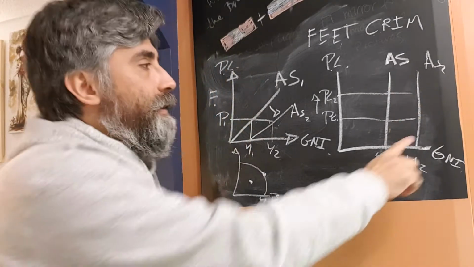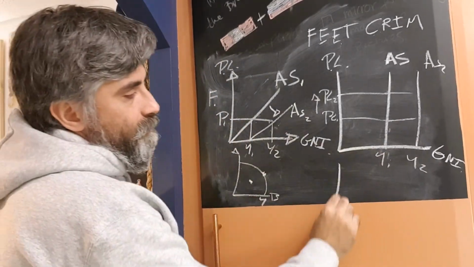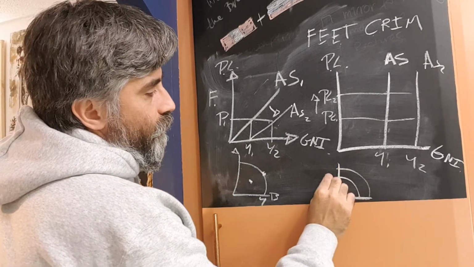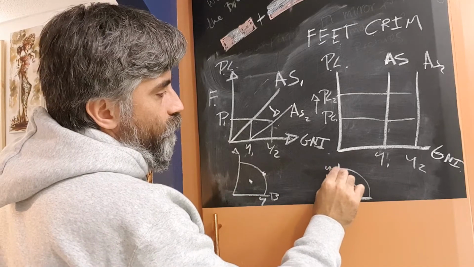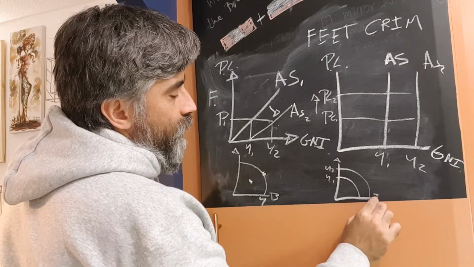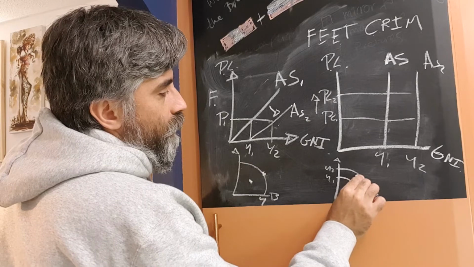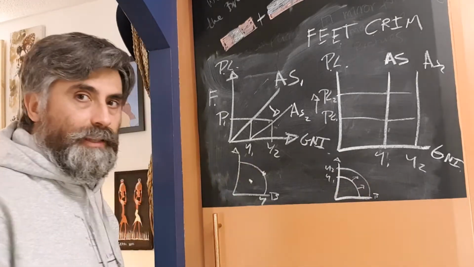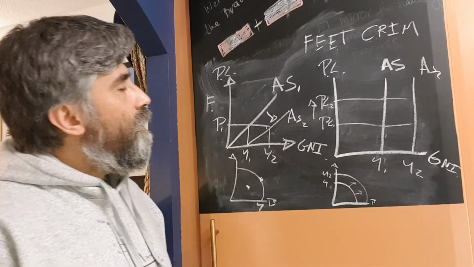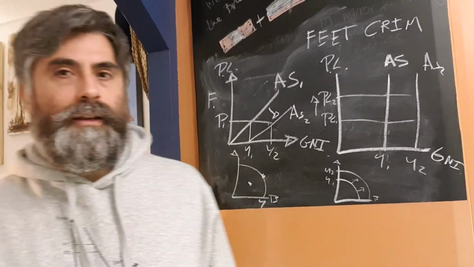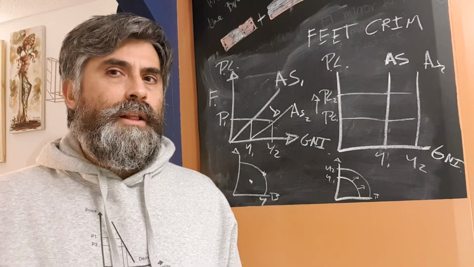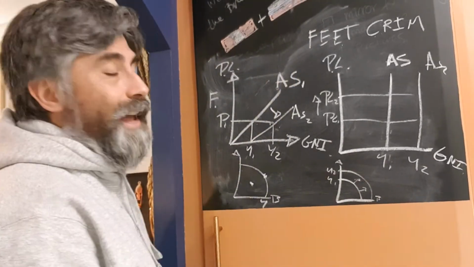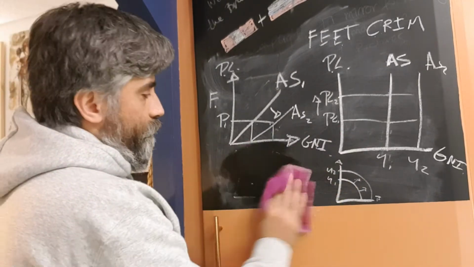So more output, and that in a PPF will be represented by a new line. So this is Y1, then we have Y2, A and B on the axis, and this can show how the long-run aggregate supply can shift outwards in the PPF. So that is an aggregate supply curve. Now the last thing to note is a Keynesian aggregate supply curve, and that is the combination of both in one diagram.